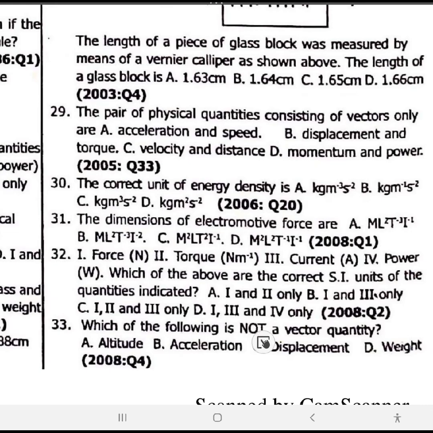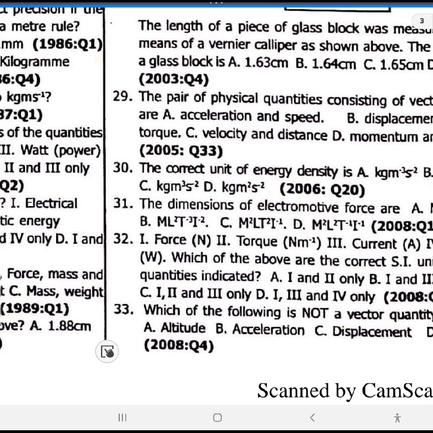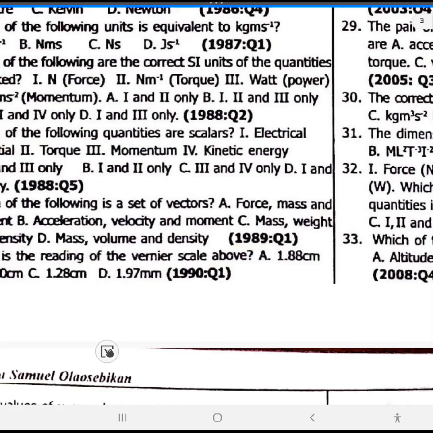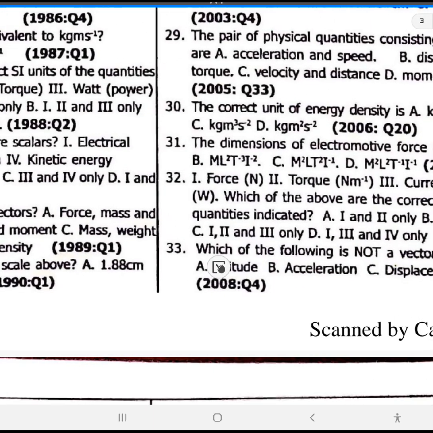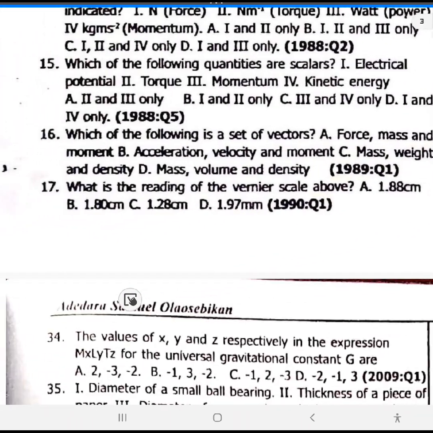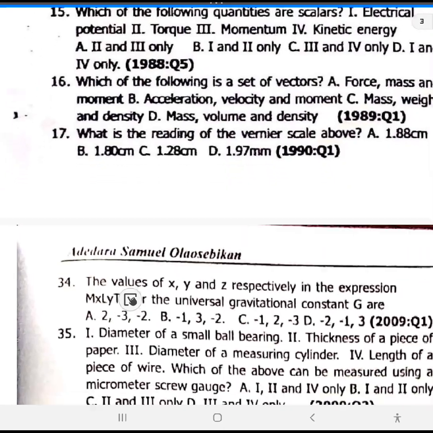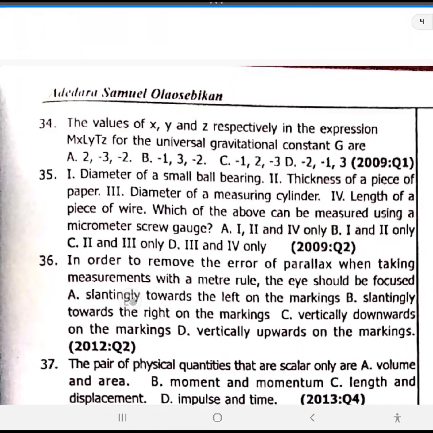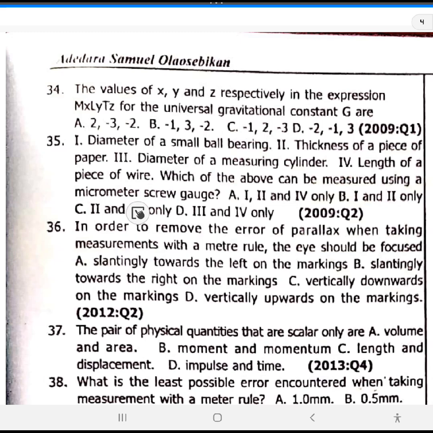33. Which of the following is not a vector quantity? Altitude. This question has been repeated. So question 40 is option A. Question 33 is option A. Here is option A. Would go further to tackle the questions. This will be solved for us.